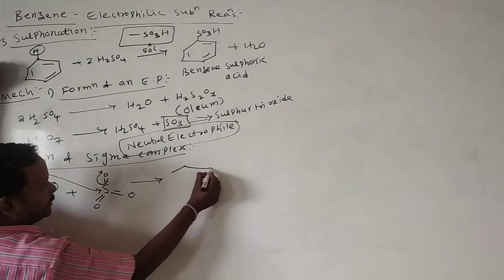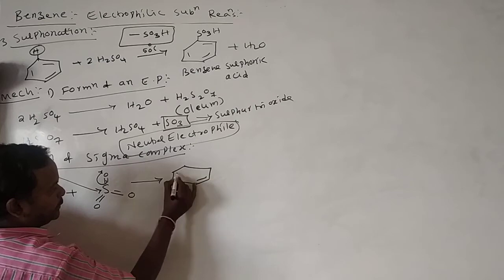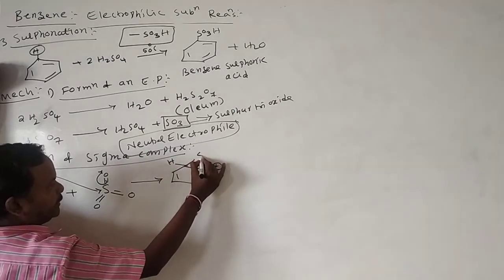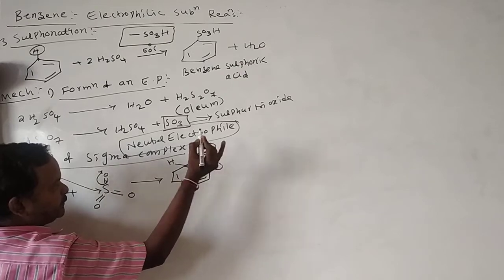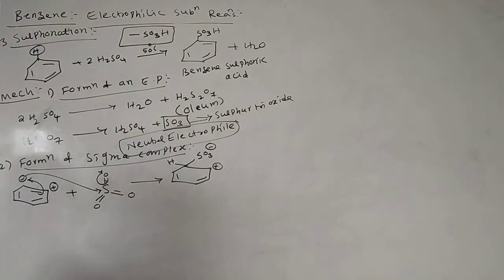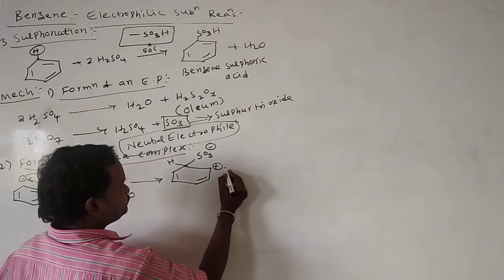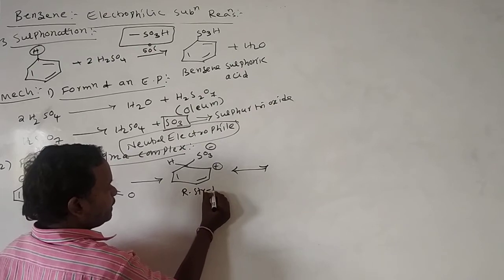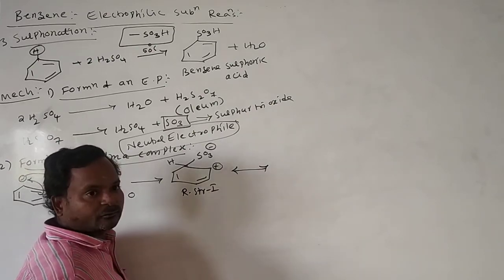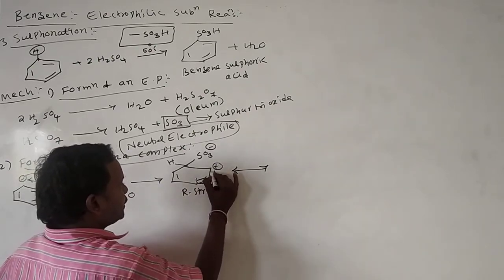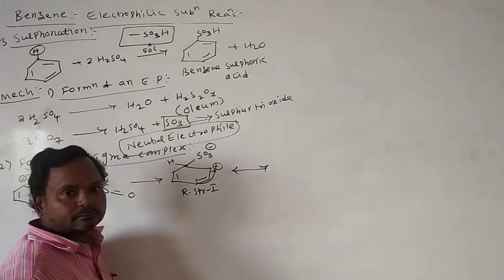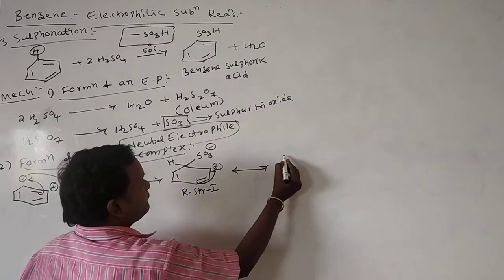Then we get a positive charge here, hydrogen here, and SO3 minus here. This is resonance structure 1. Here the electron is transferred from here to here. Then what happened?